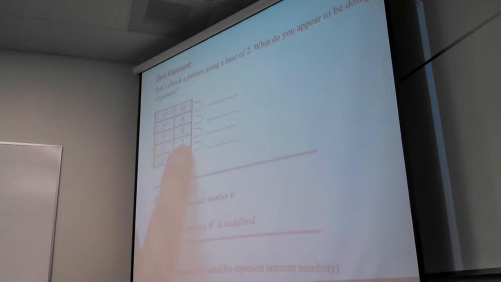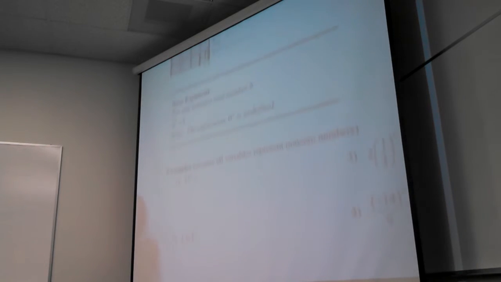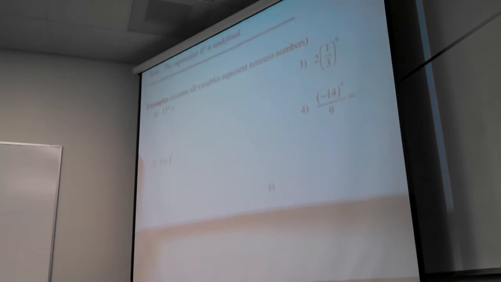Now what's 2 divided by 2? 1. So 2 to the 0 must be 1. And that's what we learned last time. I proved it a different way, but anything to the 0 power is 1. Let's see if you can really use it now. Do those real quick.